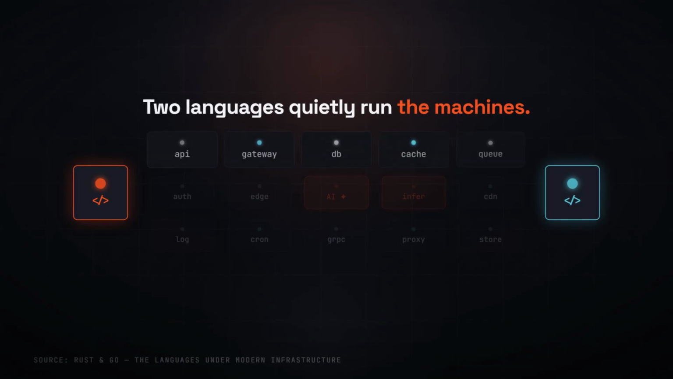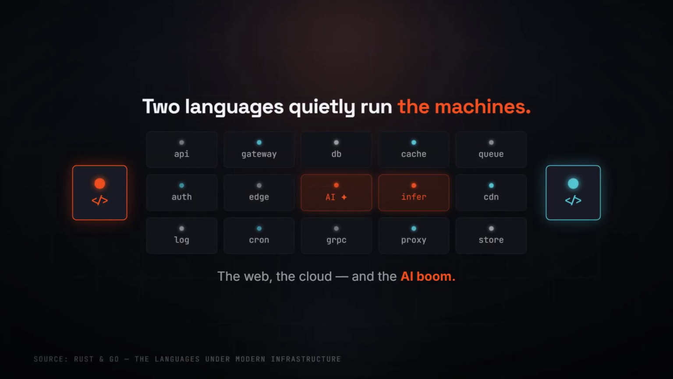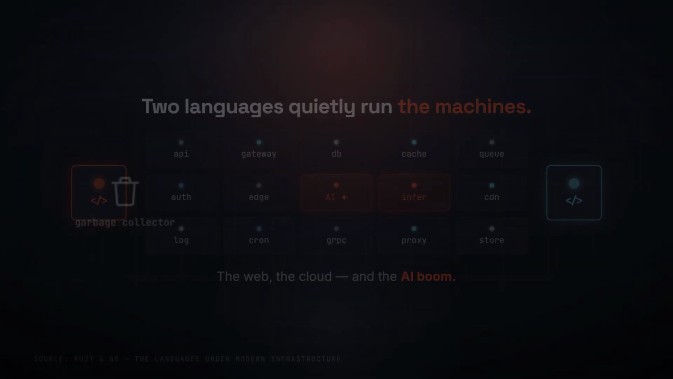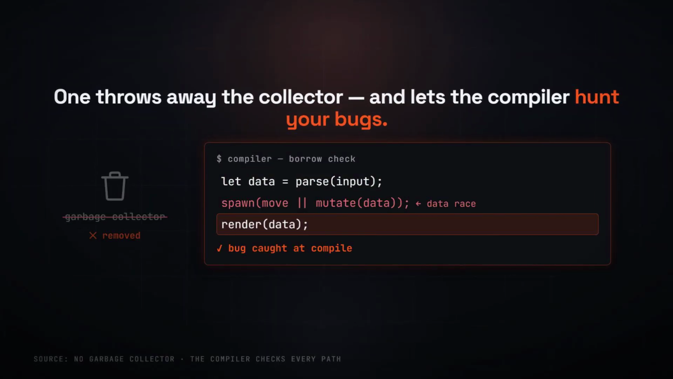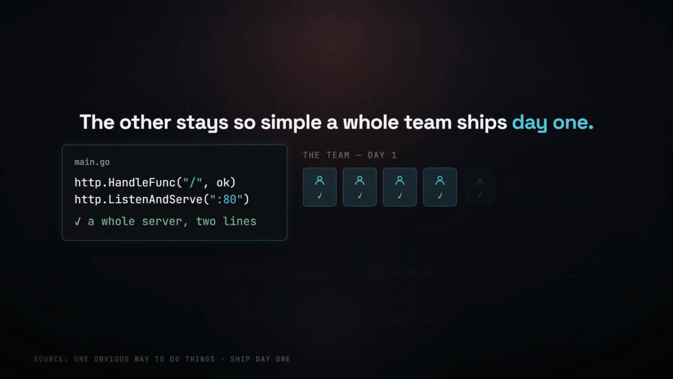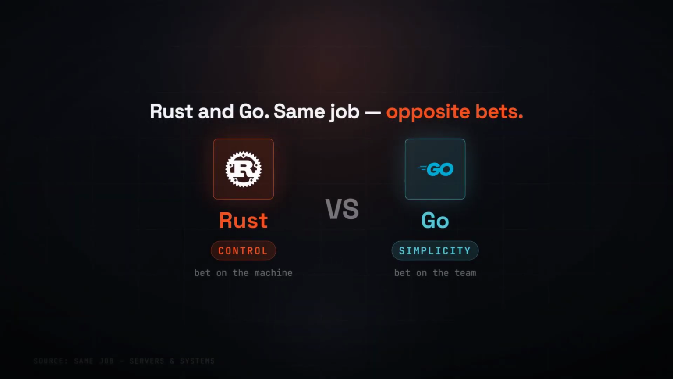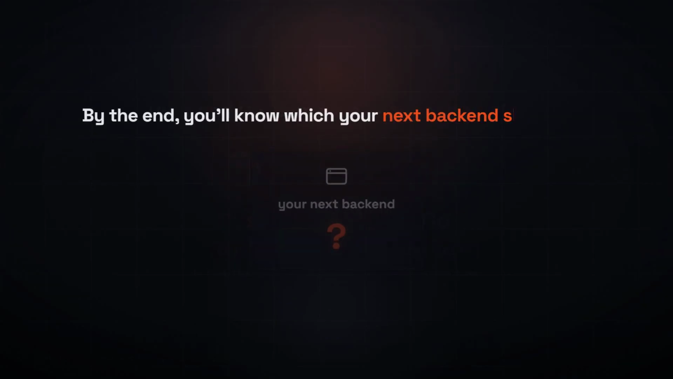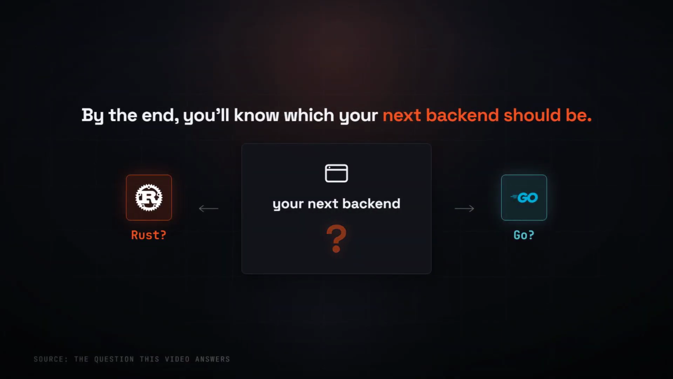Two languages quietly run the machines behind modern software and behind the AI boom. One throws away the garbage collector and lets the compiler hunt your bugs. The other stays so simple a whole team can ship on day one. Rust and Go. Same job, servers and systems, opposite bets. By the end, you will know which one your next backend should be.